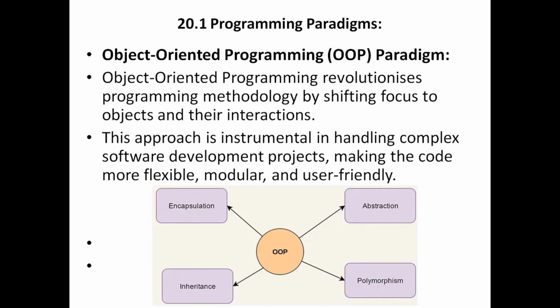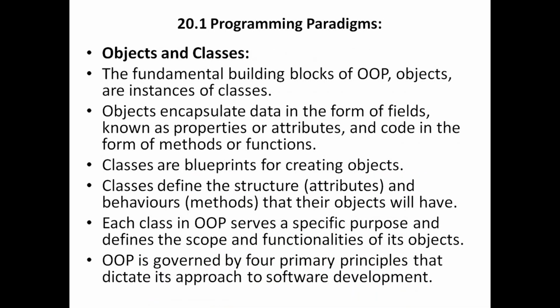Alright, let's move on. Then we have the object-oriented paradigm. This is simply known as OOP as well. Object-oriented programming revolutionizes the programming methodology by shifting focus to objects and their interactions with each other. This approach is instrumental in handling complex software development projects, making the code more flexible, modular, and user-friendly. OOP basically works on 4 principles: encapsulation, inheritance, abstraction, and polymorphism.